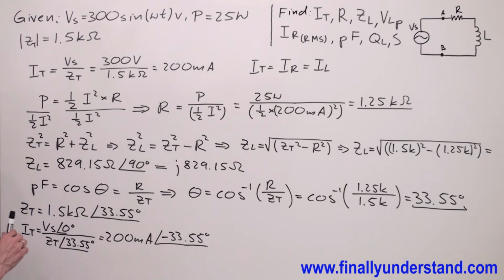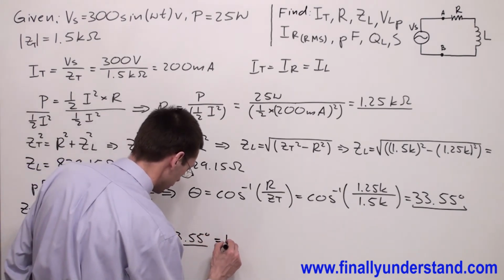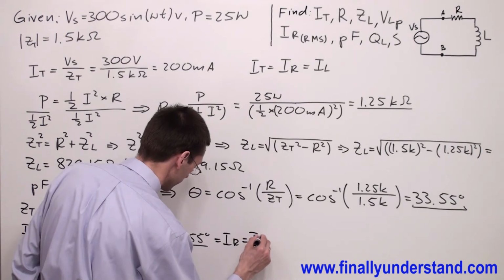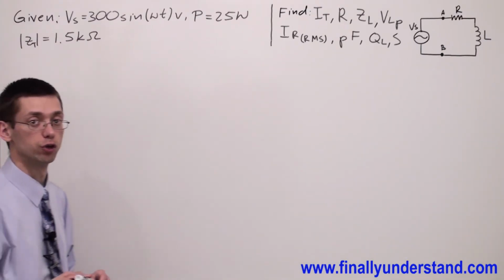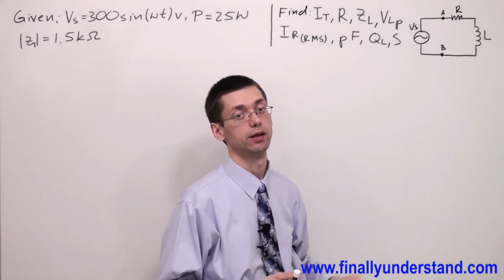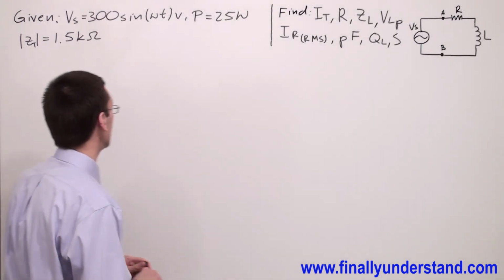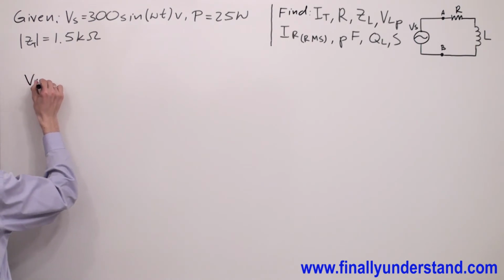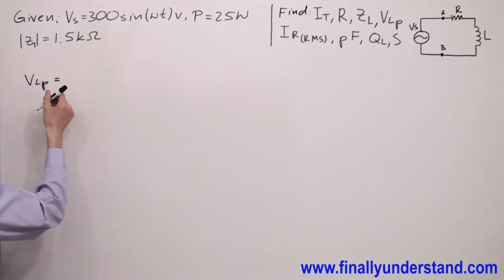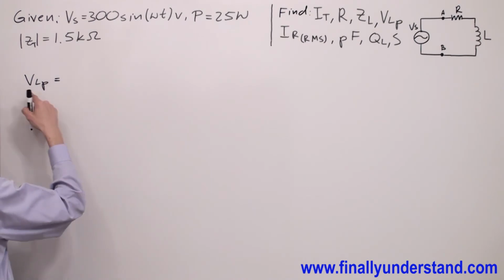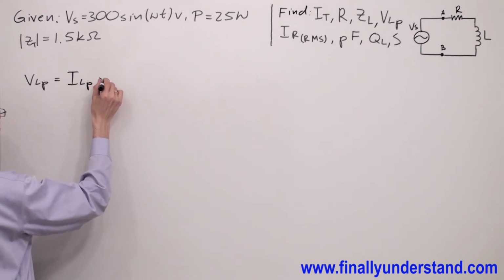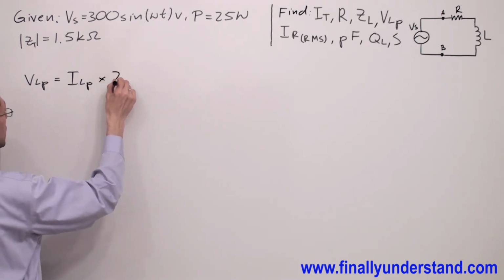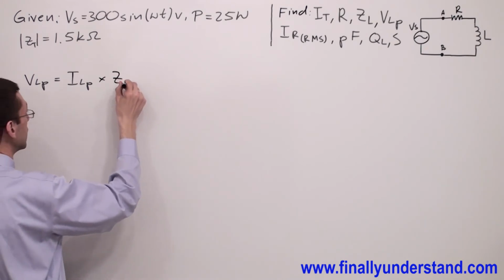Please keep in mind that I total is equal to IR and is also equal to IC. Why? Because this is the series circuit. Next, we're supposed to find voltage peak across the inductor. So VL peak, I'm going to find by using Ohm's law. Voltage is equal current times the impedance, in this case impedance of the inductor, ZL.